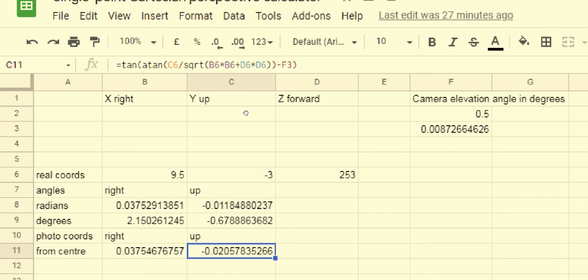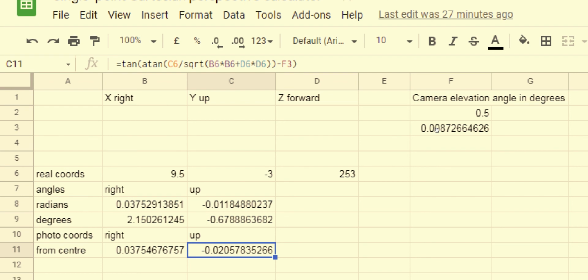That's why they're different. It's not because I messed up, it's because I included cell F3. Right, I can remember what I did. Instead of simply being that ratio, this is the tangent of the angle whose tangent is that ratio, which would be the exact same thing, but there's a minus F3 here, because it is subtracting the camera elevation angle in degrees.